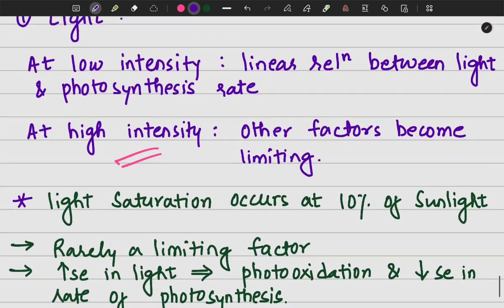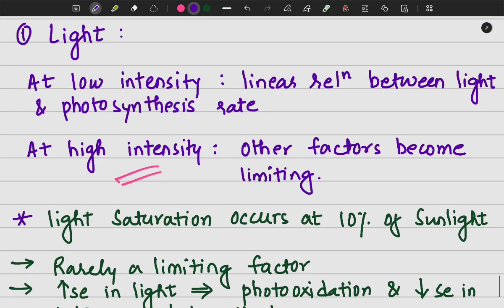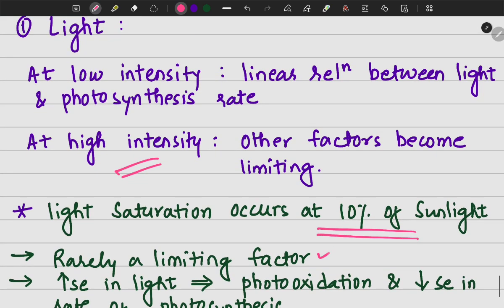Alright, now it is interesting to note that the light saturation occurs at 10% of the sunlight. That means that only 10% of the sunlight which is available in nature is sufficient for photosynthesis to occur. And the green plants utilize only that 10% of sunlight, and they obtain their saturation at 10% and no more light is required. So the light is rarely a limiting factor in nature, because the plants are reaching their maximum at 10% only.